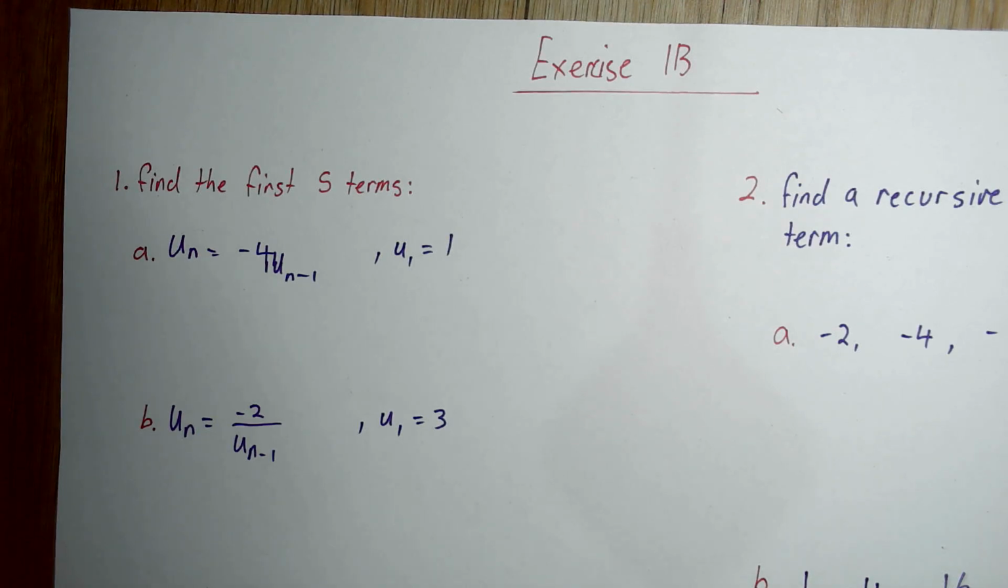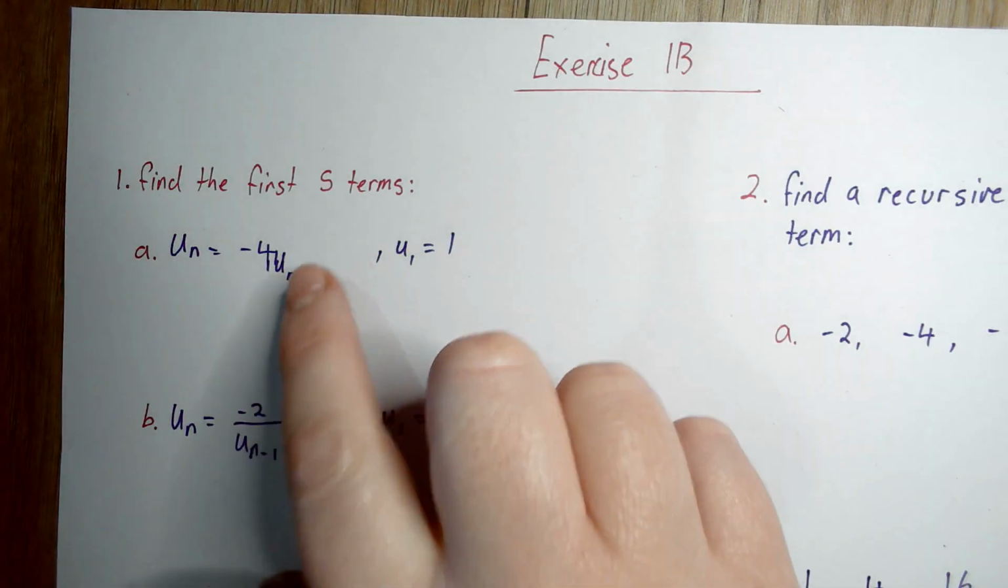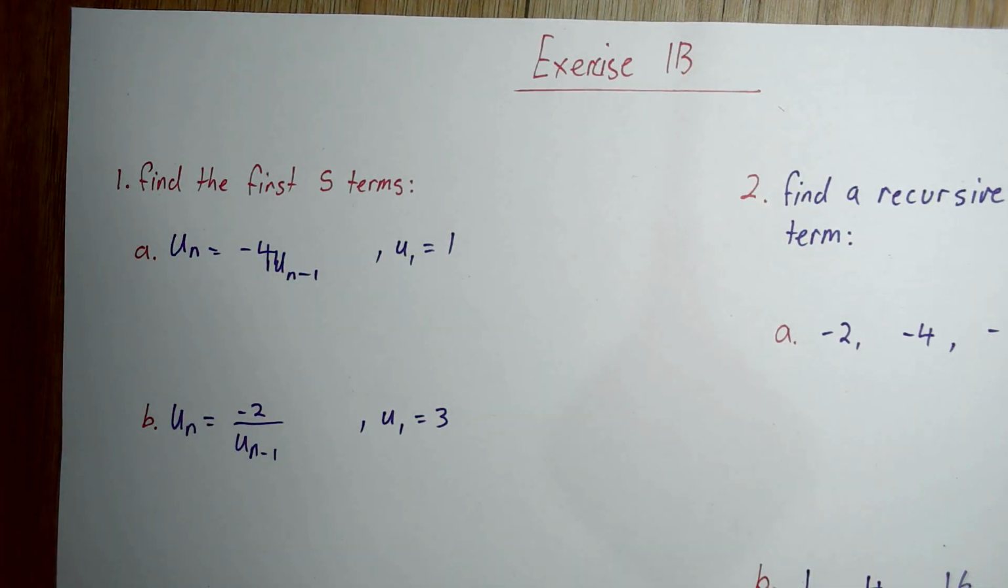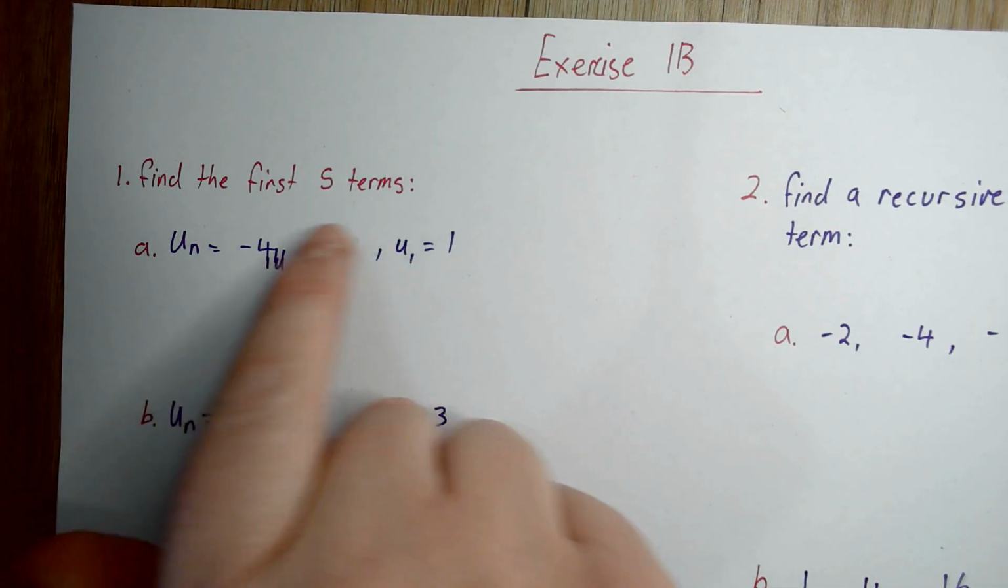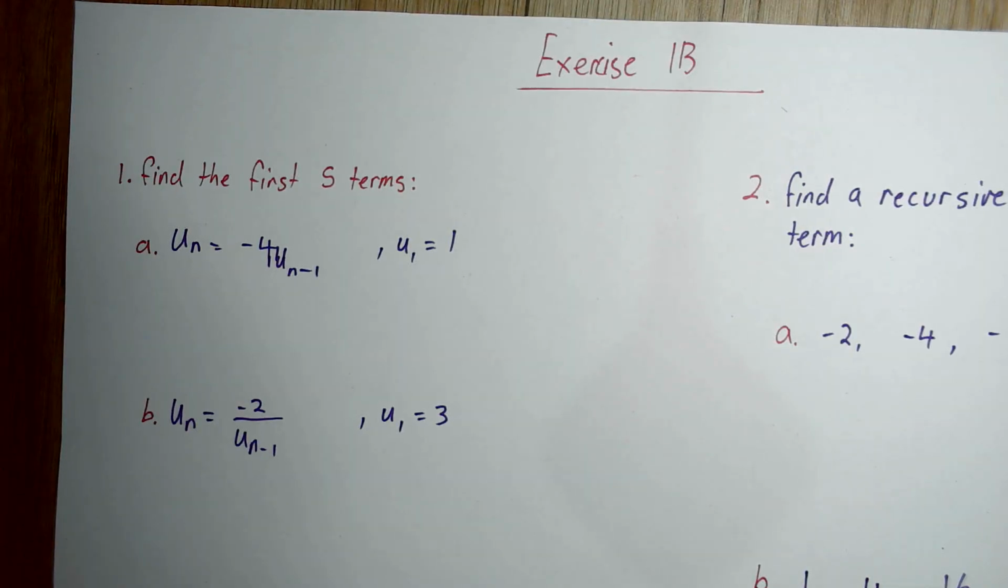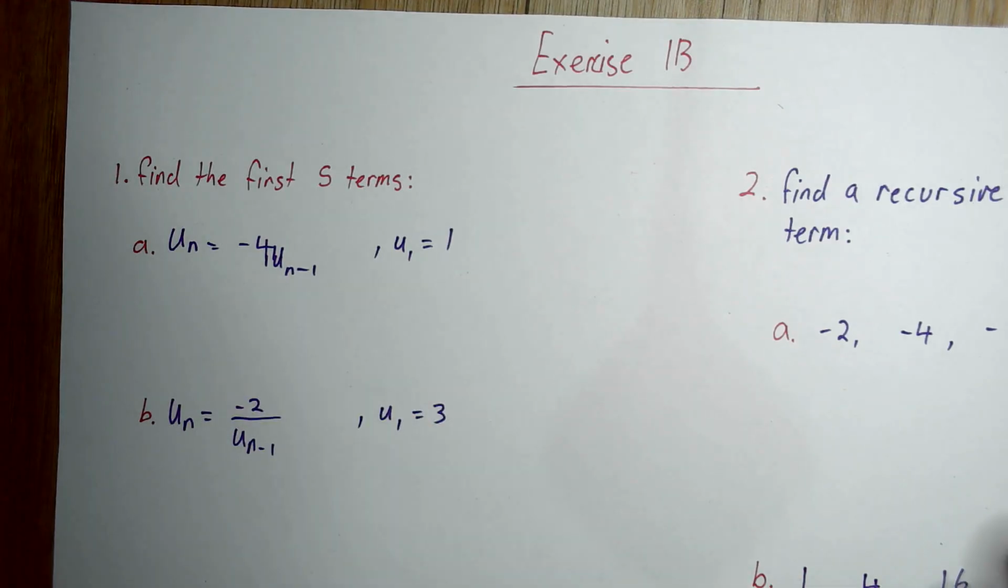Everyone, this is the second exercise that you were doing yesterday for homework, and it's about recursive formulas. I'm just going to show you how to do each type of question. There's only two types of questions. So the first one, you just have to find the first 5 terms, and it's given you a formula, which I've written very messily there, I do apologise.